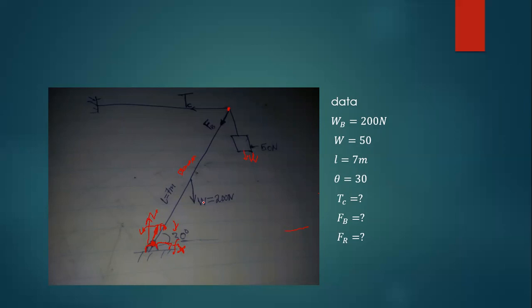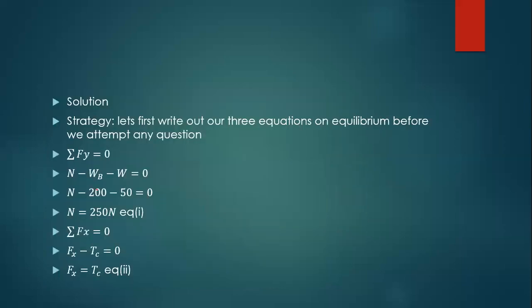So how do we find them? We know the weight of the boom. We know the other weight. These 2 weights are in the negative y-axis, but the normal is acting upward. We can easily compute the normal and call it equation 1. We go to the x-axis.